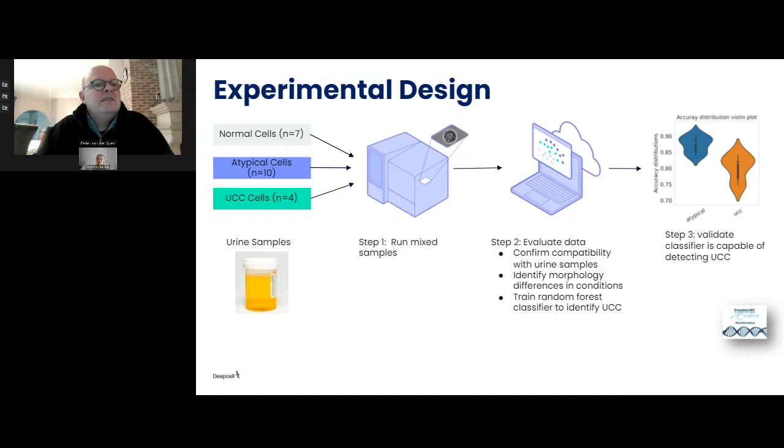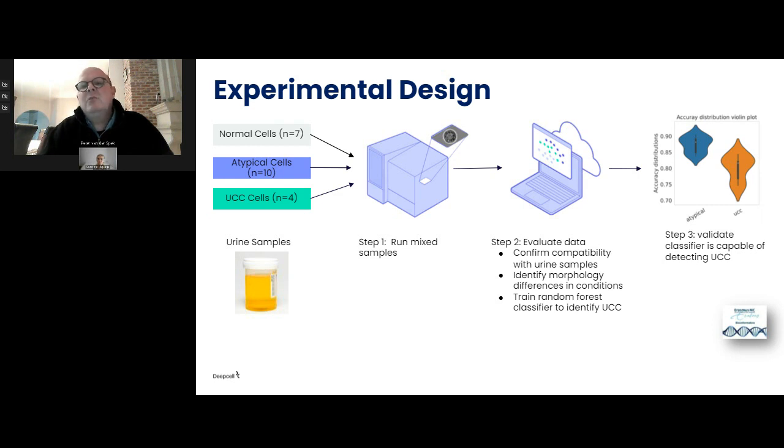Okay, what we typically did was take normal cells, atypical cells, or urinary carcinoma cells, push all these cells through the machine, image them, and then start processing the data from the different experiments and see whether we could see differences between the three groups that we were studying: normal cells, atypical, and urinary carcinoma cells. Now, what you then see in the last picture, in step 3, you validate your classifier, which is capable of detecting the urinary cell carcinoma.